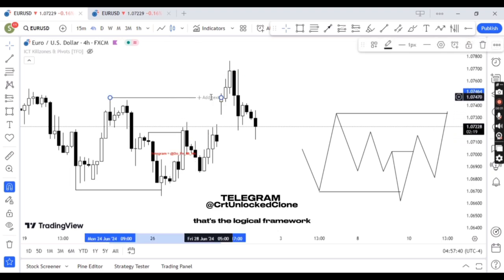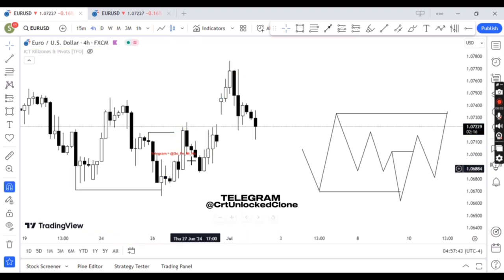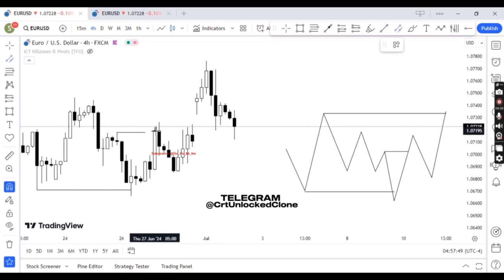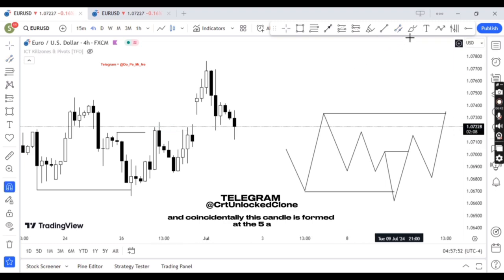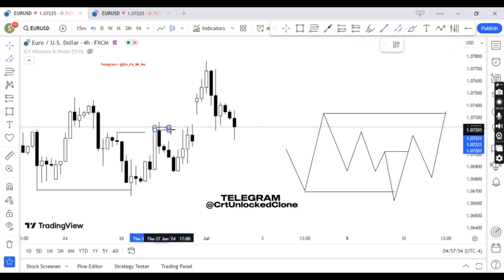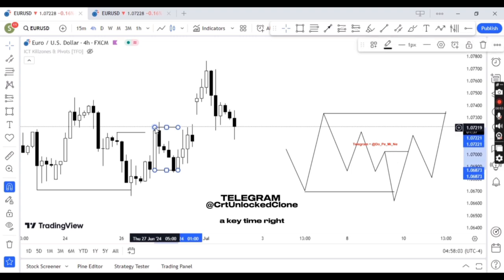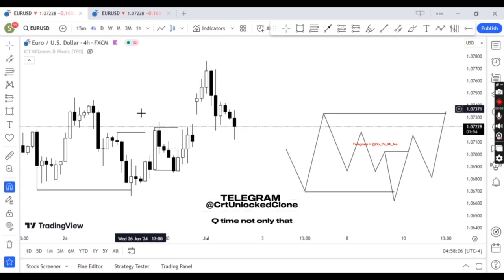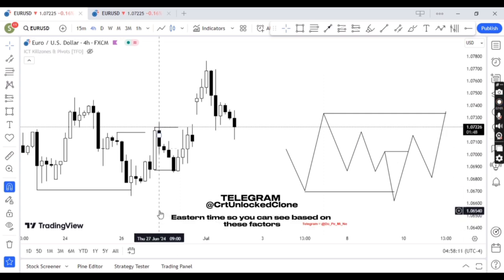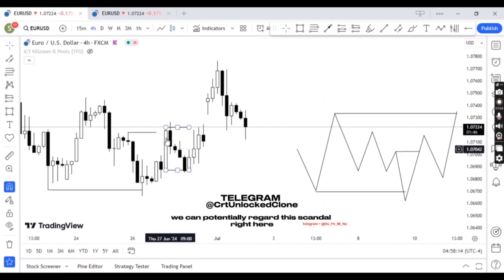That's the logical framework and thought process behind the trade idea. Now right here you can see that price took out this range high with this big candle, and coincidentally this candle formed at the 5 a.m. Eastern time, right? So this candle has taken out a key level in the form of this range high. It formed at a key level, at a key time, which is the 5 a.m. key time. Not only that, it was purged at a key time, which is the 9 a.m. Eastern time. So based on these factors, we can potentially regard this candle as a CRT for us, and we can trade it on the lower time frames, right?